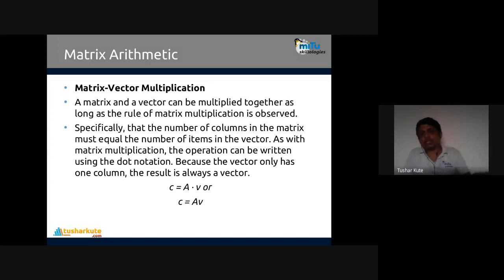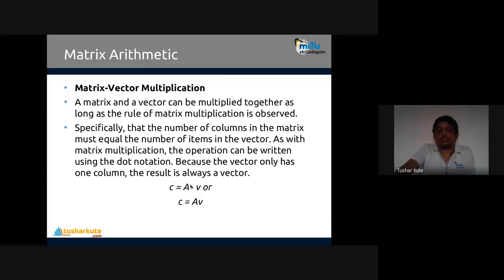How many columns are present? That number of items should be present in the vector. As with matrix multiplication, the operation can be written using the dot notation, because the vector has only one column and the result is always a vector. So see this one, AV. A is a matrix, V is a vector. I can write A dot V, or C is equal to AV. This method we can write.